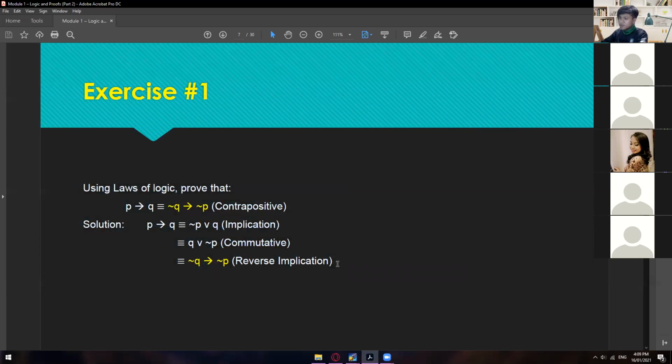Did you guys get this one, number one? Yes, sir. All right, that's good. So to those who are having a hard time analyzing how we've come up with this kind of solution, you can refer to their names. So we've applied implication, so just go back to laws of logic, it's number 18, I guess, and then commutative, this one is number 2, I guess, if I'm not mistaken. And then by using reverse implication.